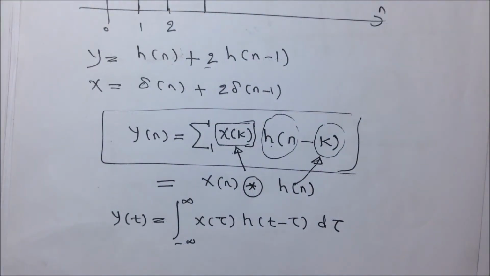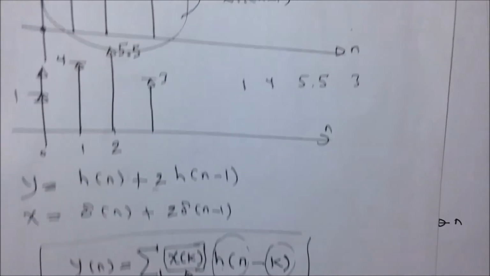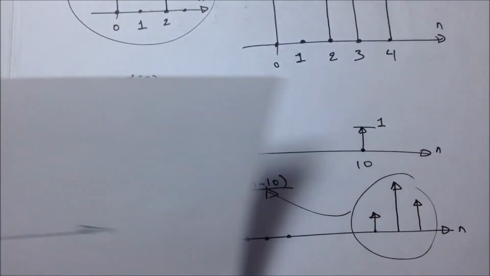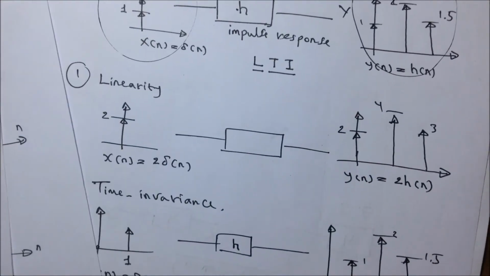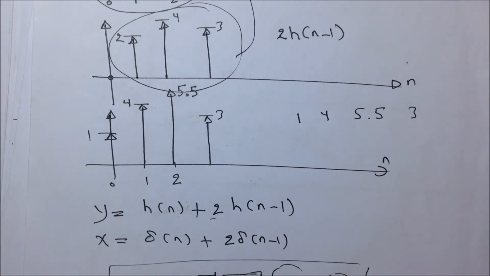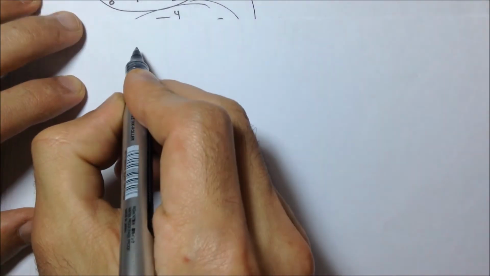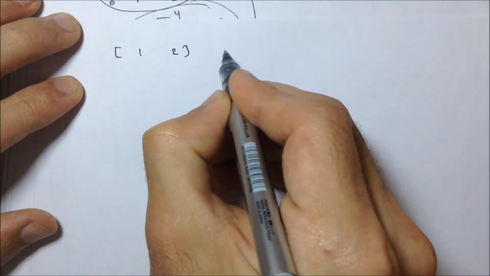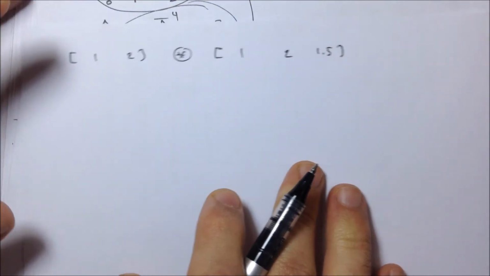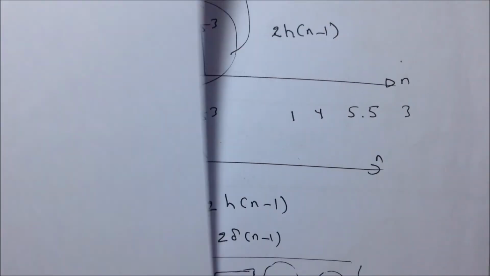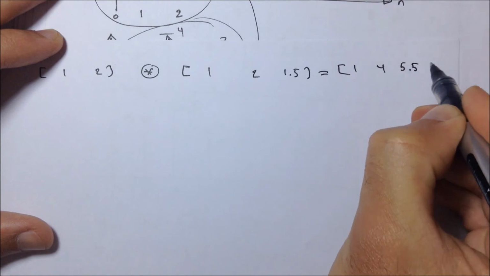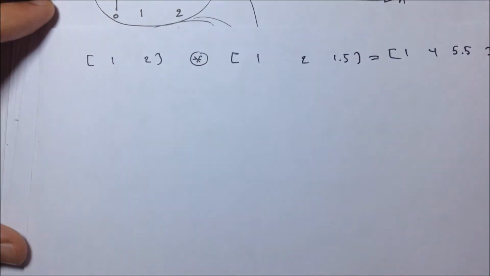Now, before I wrap up this lecture, I want to show you something interesting. Remember what we did in the example? We convolved the signal x of n, 1, 2, with h of n, which was 1, 2, 1.5. And the result was 1, 4, 5.5, and 3. Okay, so that's the result of convolution.